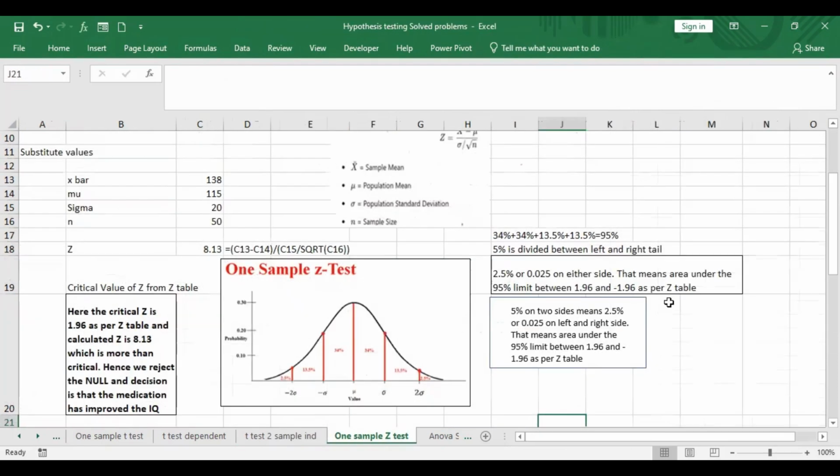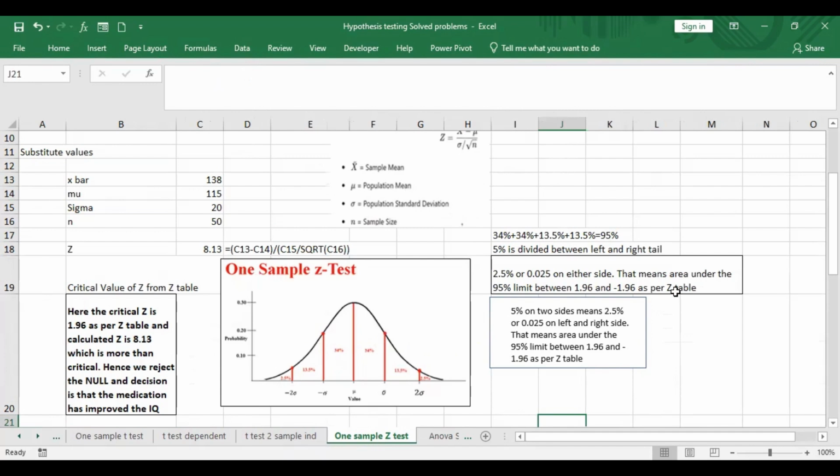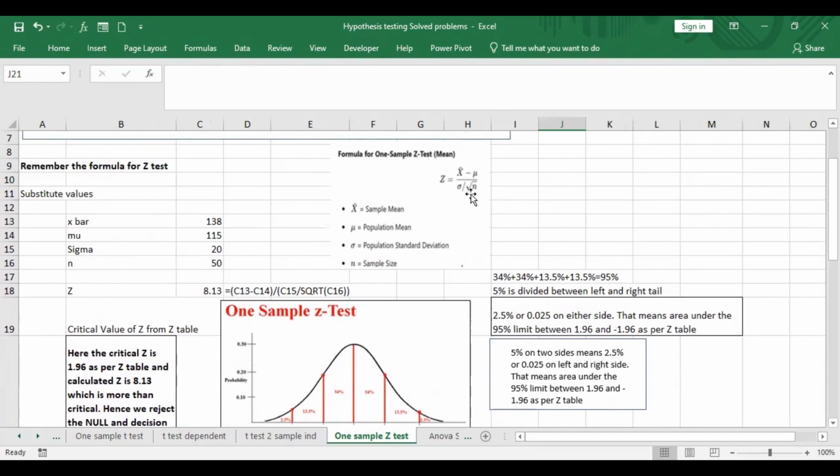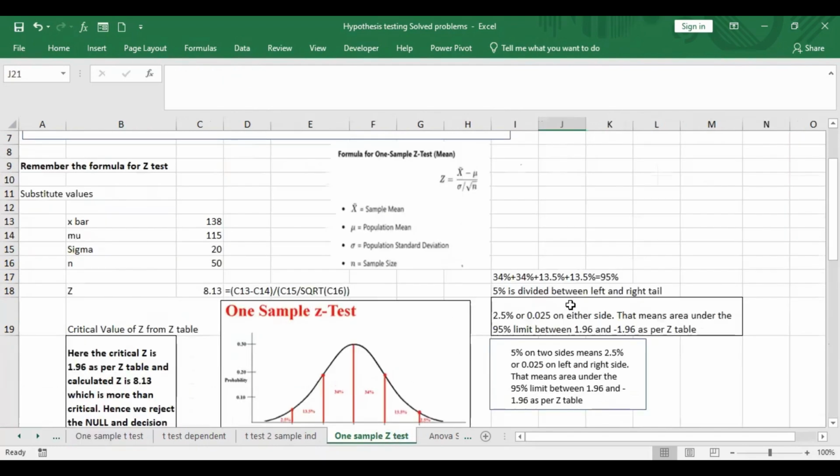Let us do one sample Z test. Earlier we have done one sample T test. Now we'll do one sample Z test. Look at the formula, it is exactly the same. The only difference is that in Z test there is sigma there, whereas in T test there is s. That is because we do T test when sigma is not known; here sigma is known. When sigma is known, we can go for Z test.